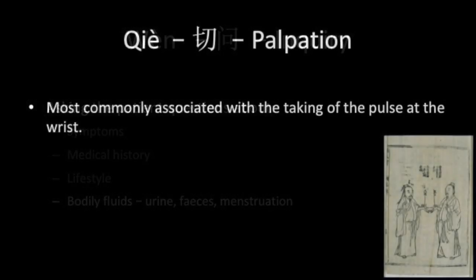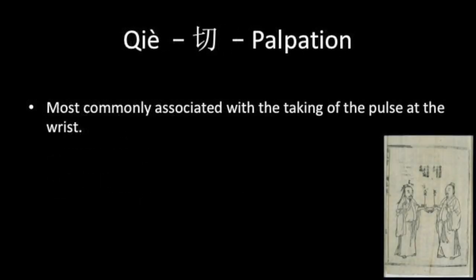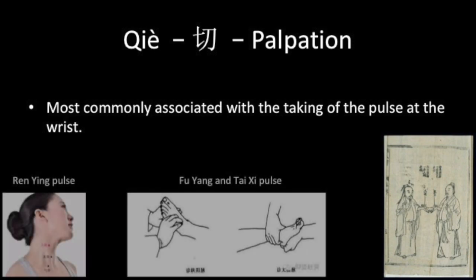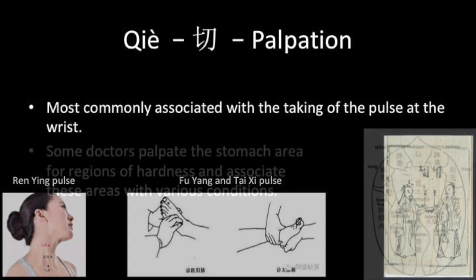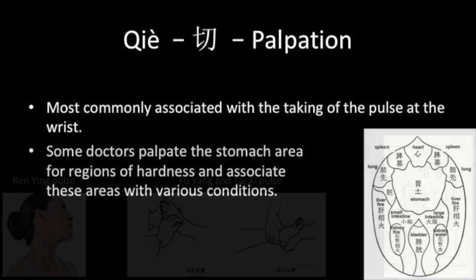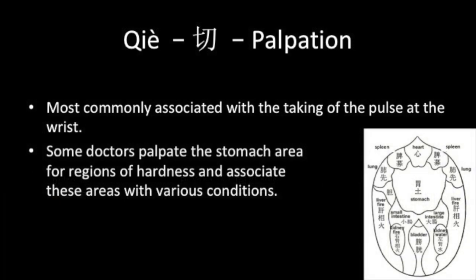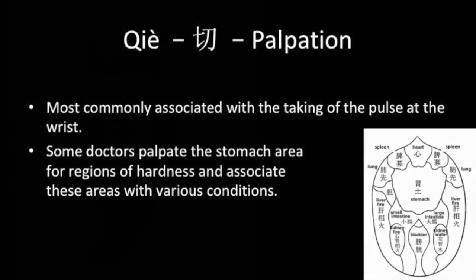Palpation today is most commonly associated with taking the patient's pulse at the wrist. The classics make reference to pulses at other areas of the body, notably around the Renying point on the neck. Another form of diagnosis involves abdominal palpation. This method of diagnosis is very popular in Japan.